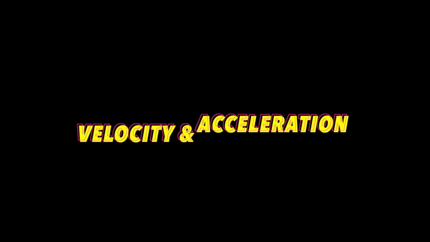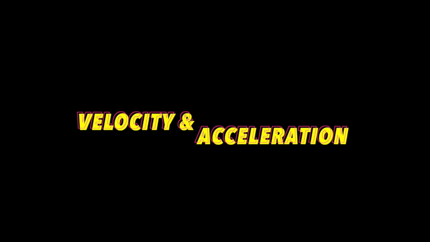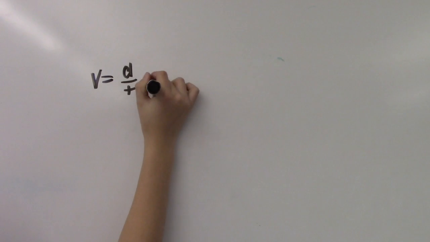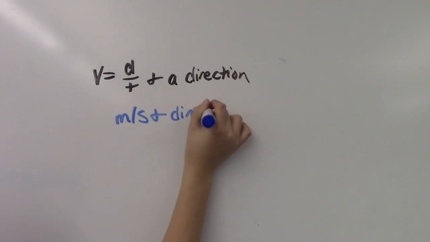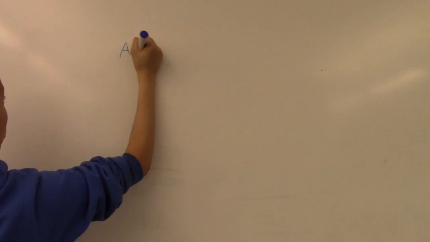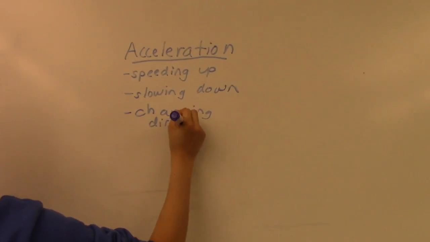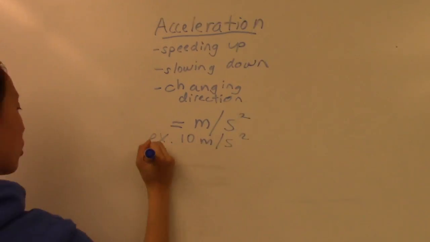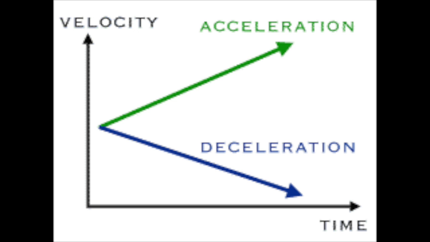To conclude, velocity and acceleration are key when studying motion in physics. Velocity is a way to measure the speed and direction of an object and is measured in meters per second and a direction. Acceleration describes the rate of change of velocity and is represented by meters per second squared. These 2 concepts are used commonly in transportation and are key to motion and physics.